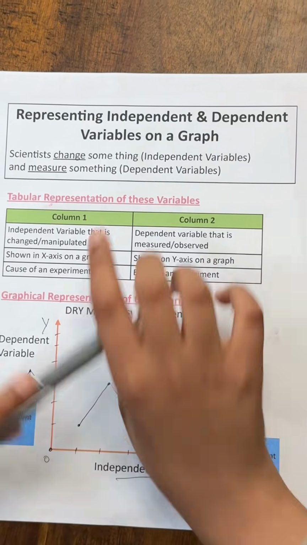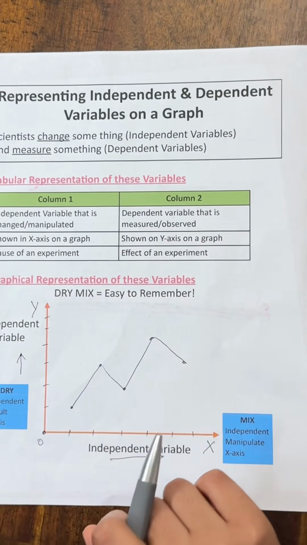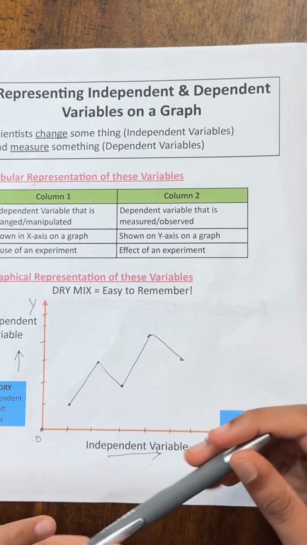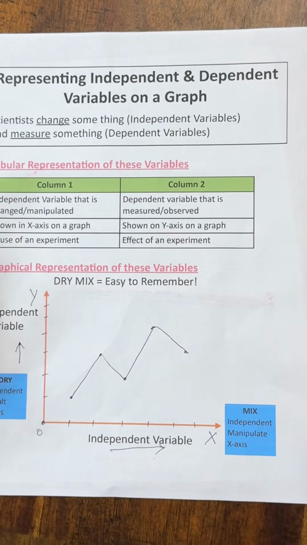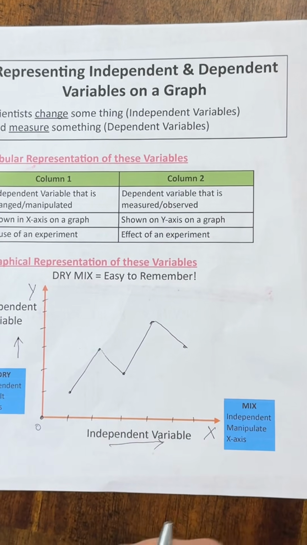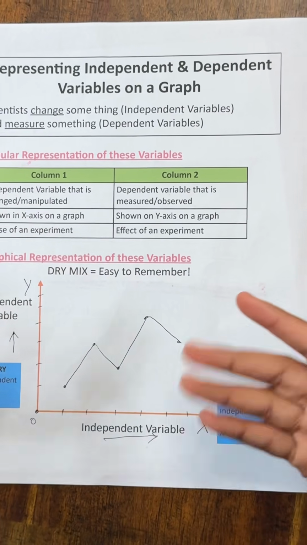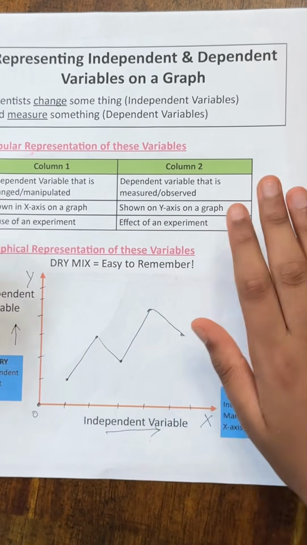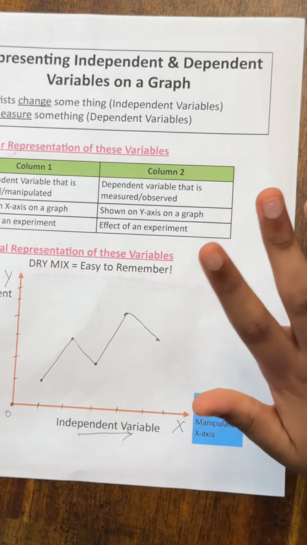In table form, as you can see right here, there's column 1 and column 2. Column 1 always represents the independent variable, also the x-axis on the graph. The independent variable is what changes and is manipulated, and column 2 is the dependent variable that is measured or observed, and that is basically shown on the y-axis. So column 1 is always going to be the x-axis, while column 2 is always going to be the y-axis.